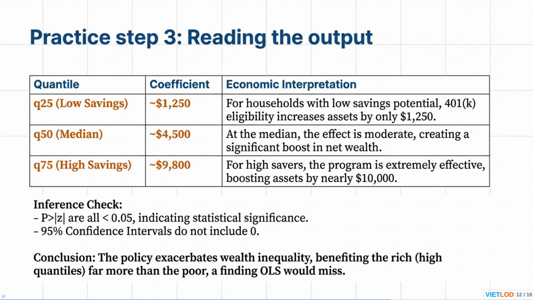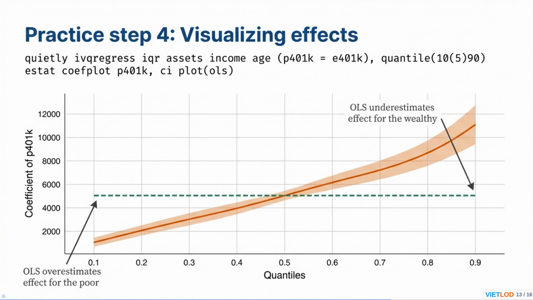Now let's look at how to interpret the results from our IVQR model. In this practice step, we focus on reading the output table. For the 25th quantile, representing households with low savings potential, 401k eligibility only increases assets by about $1,250. At the median, the effect is moderate at $4,500. However, for high savers at the 75th quantile, the program is extremely effective, boosting assets by nearly $10,000.